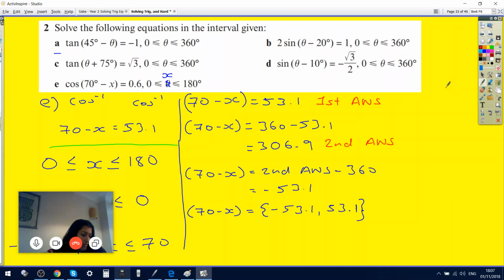I don't quite know what you mean. How do you go from 70 minus x to just x equals? Don't you just put that into the x? No, you do not do that. You never do that. You could subtract 70 from everything?